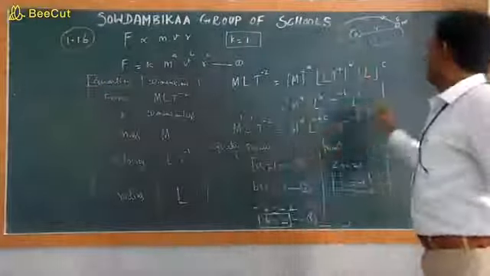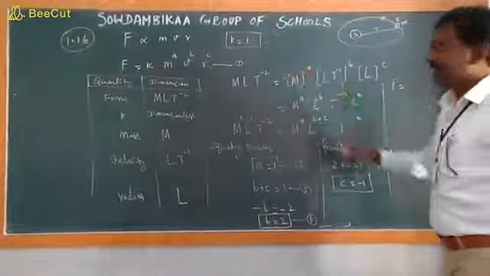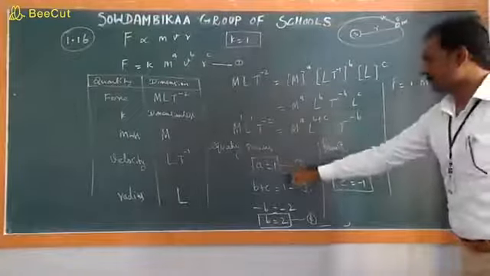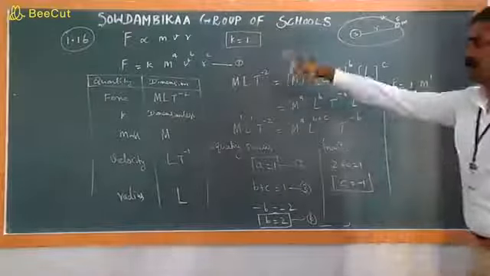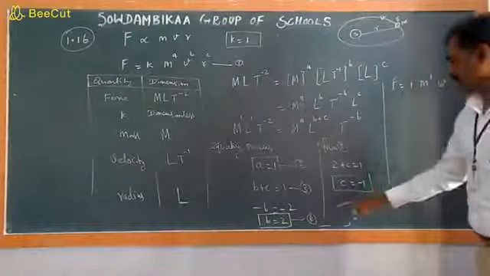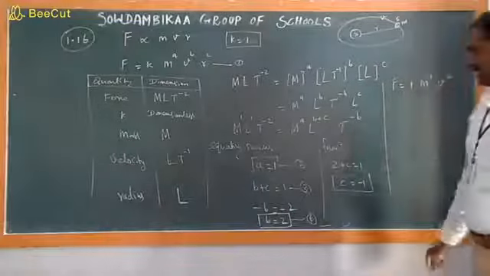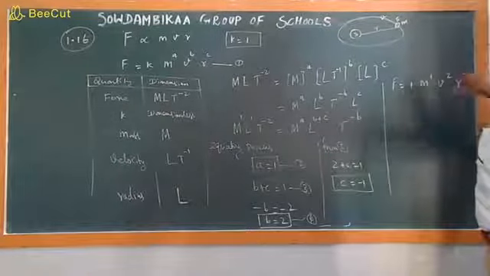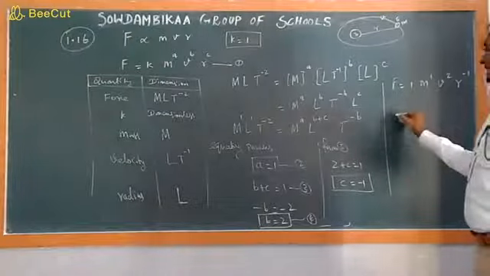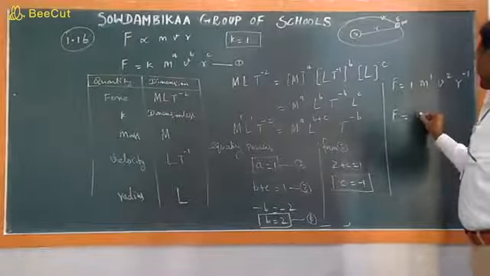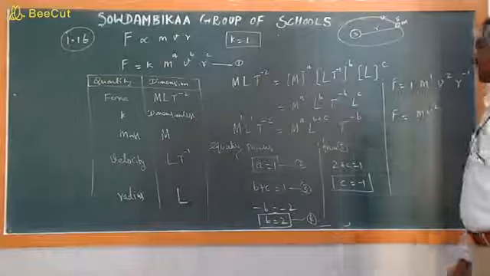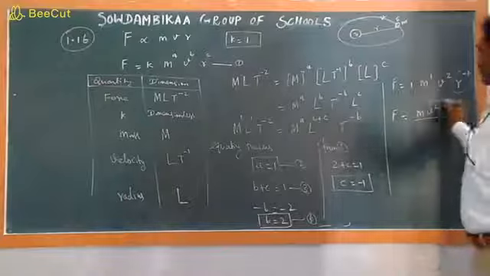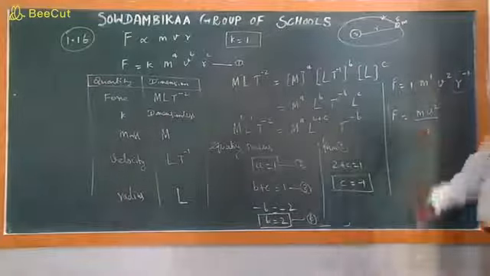So we got F is equal to, what's the value for K? K is equal to 1. 1 into M power A, so 1. V power B, the value of B is 2. And then R power C, the value of C is minus 1. So we maintain as F is equal to M into V square, and R comes to the denominator. So F is equal to M V square by R.